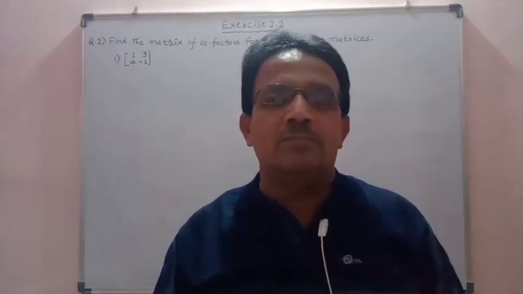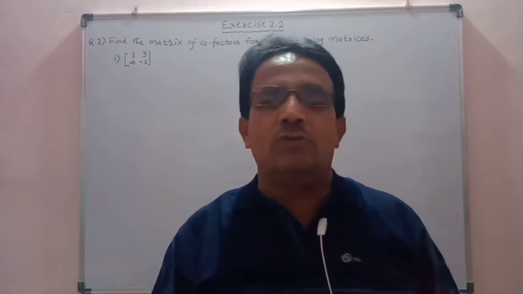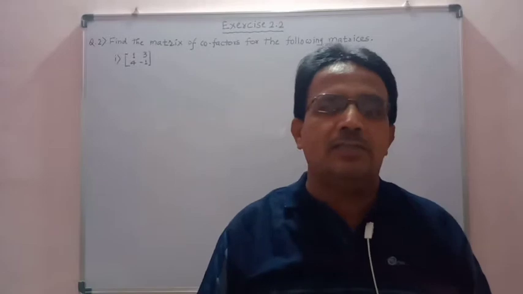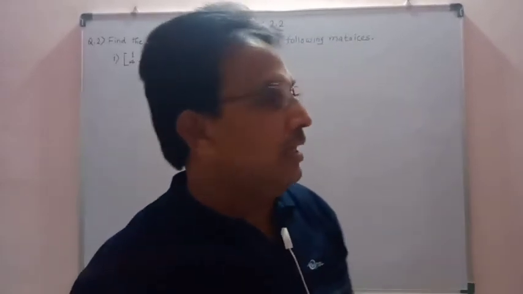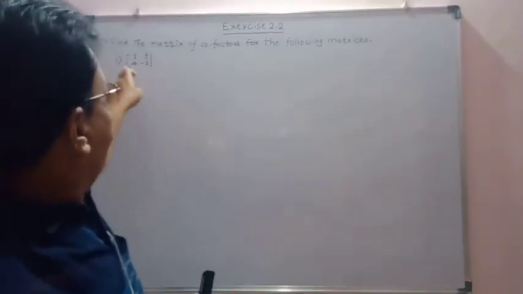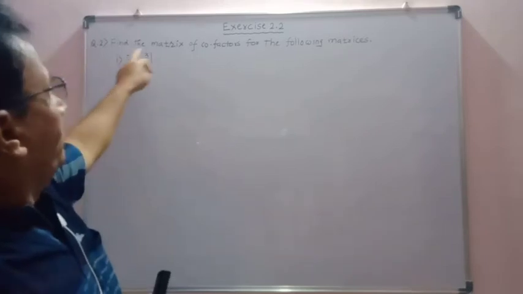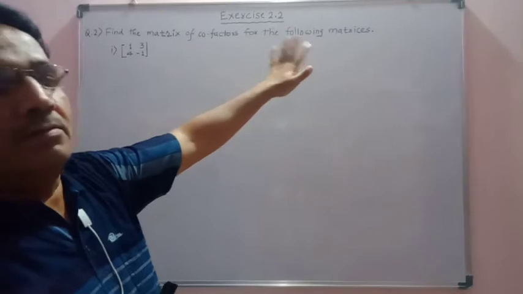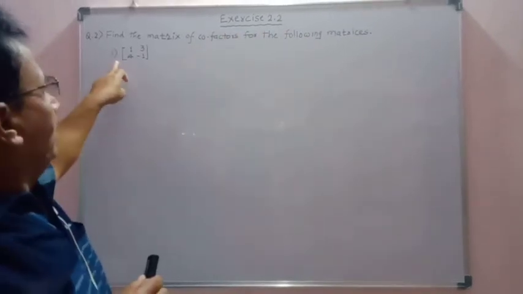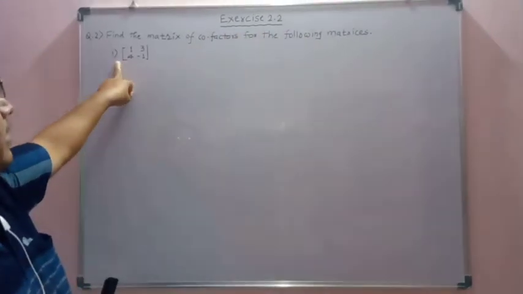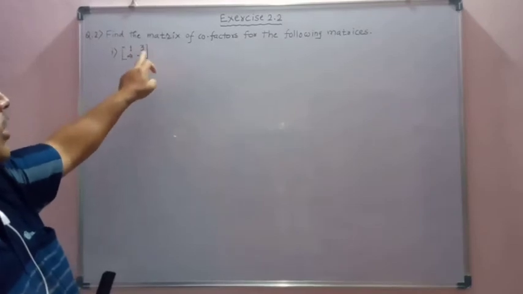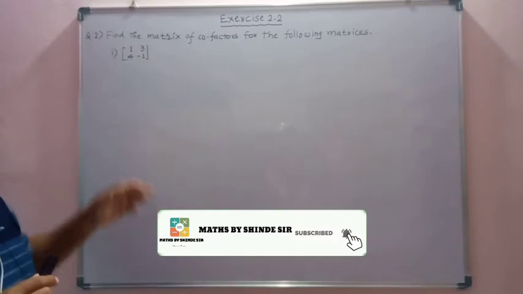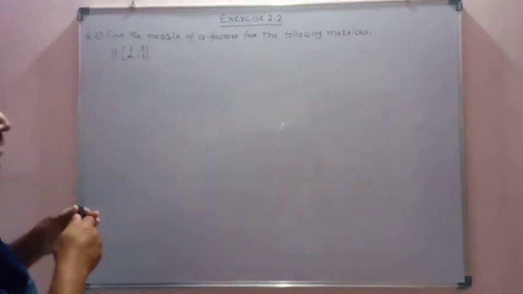Hello student. So today I am going to start the chapter Matrices, exercise 2.2, example 2. Example 2 is: find the matrix of cofactors for the following matrices. The first is the matrix 1 3 4 minus 1. This is a 2 by 2 matrix, 2 rows and 2 columns.